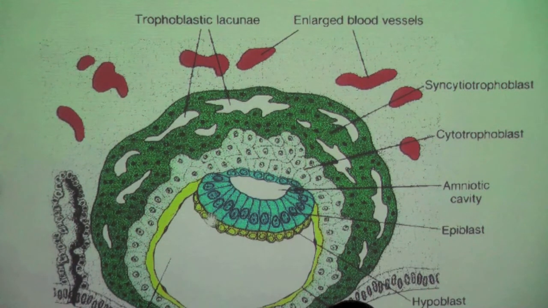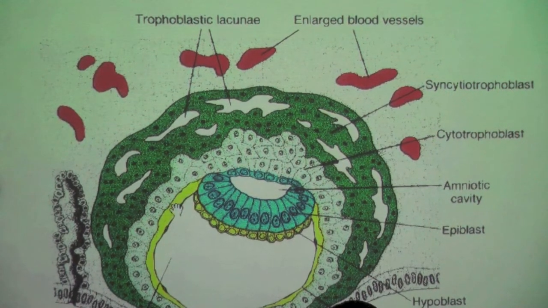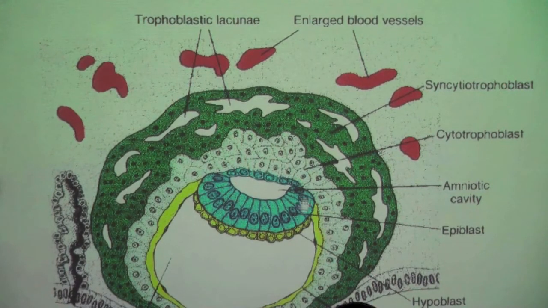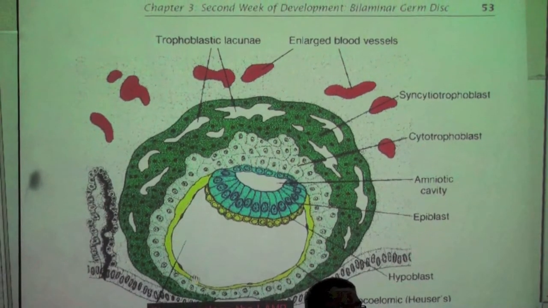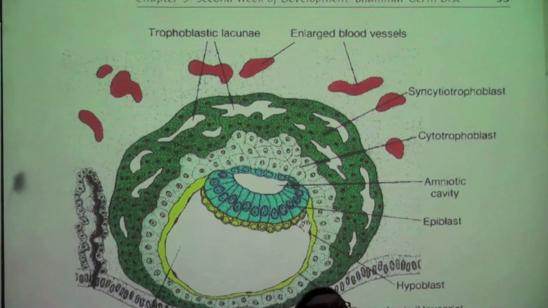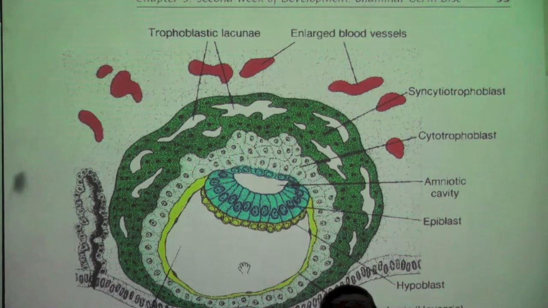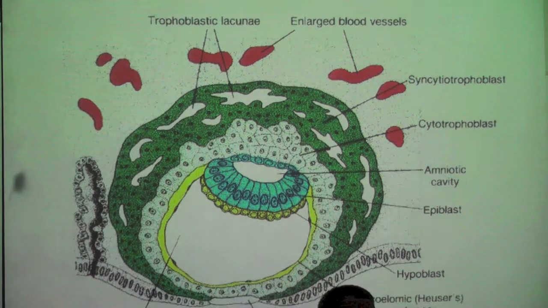Now what happens next? The hypoblast cells proliferate and make a layer inside the trophoblast layer, this yellow layer. This layer is called Heuser's membrane or exocoelomic membrane. The blastocyst cavity we now rename and call the primary yolk sac, or primitive yolk sac. Now see what happens next.